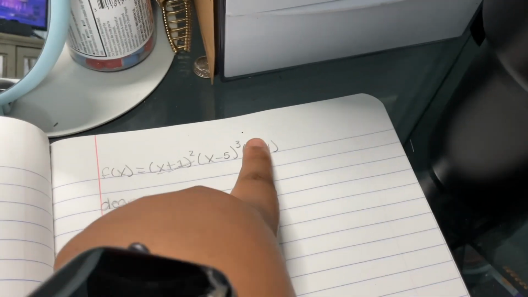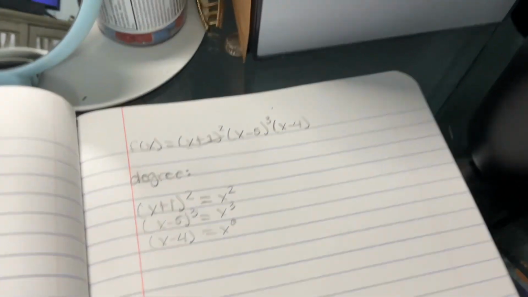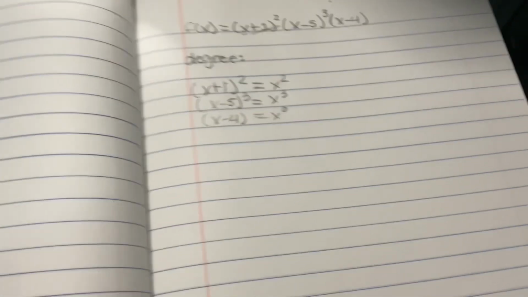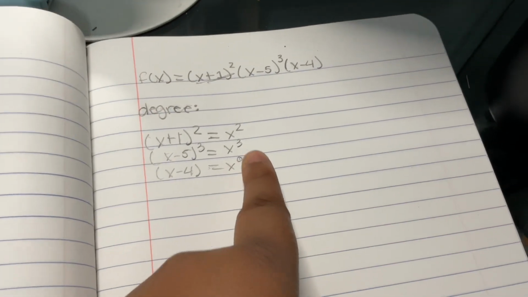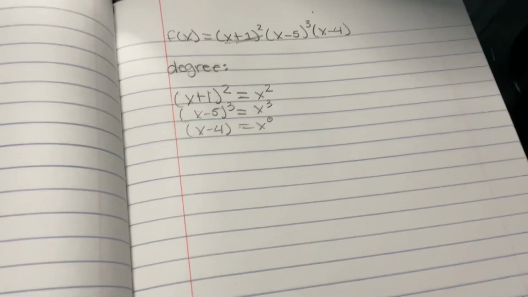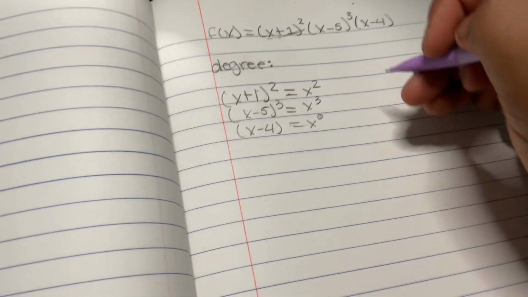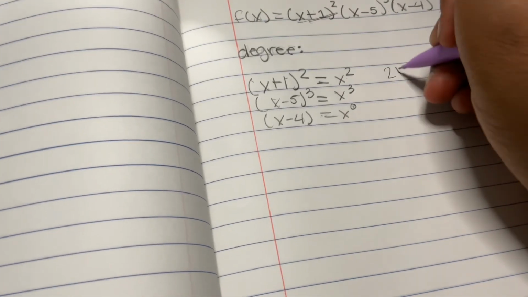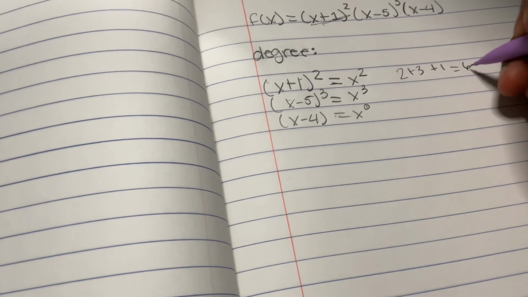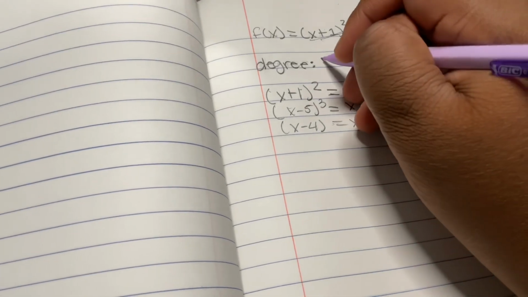And whenever you don't see an exponent on a factor, you just take the factor inside the parentheses and act as if it's x to the 1. It's never going to be a 0. Since there's nothing there, it always reads as a 1. So now we're going to add each degree up: 2 plus 3 plus 1 equals 6. So our degree is equal to 6.